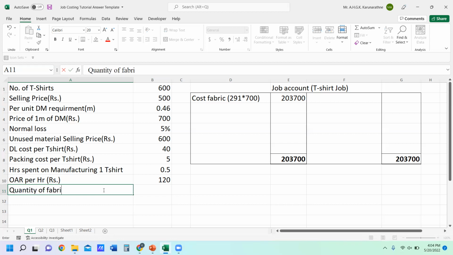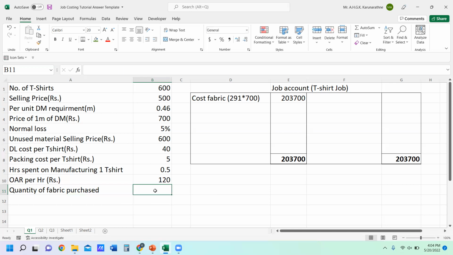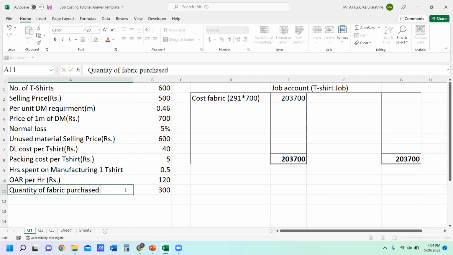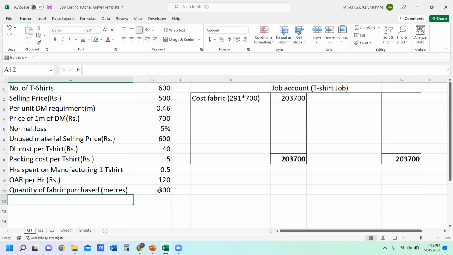Quantity of fabric purchase. Quantity of fabric purchase must be how much? 300 meters. 300 meters. It's the scenario question, right? 300 meters.